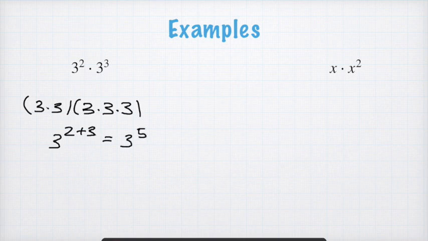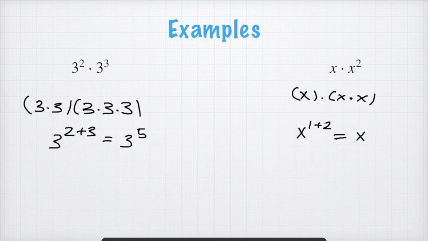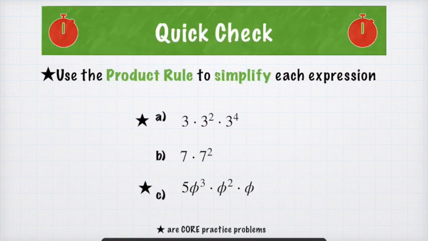5th. Over here with our x, what we have is x times x squared, which is the same thing as saying x times x times x, which, if we do it the same way, we have x to the 1 plus 2, because there's 1, 2, 3, so that one only has 1, and that's going to be equal to x to the third power. It makes sense because we have 3 x's, they're all being multiplied together, so we end up with x to the third.